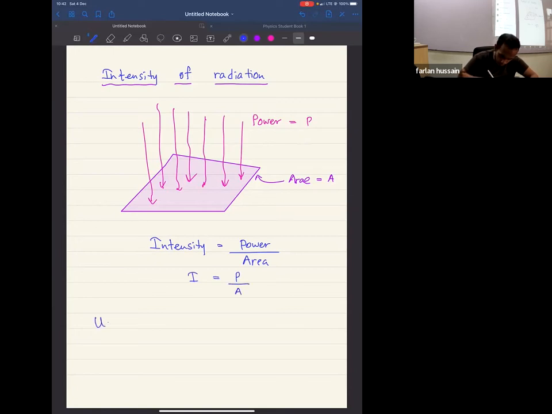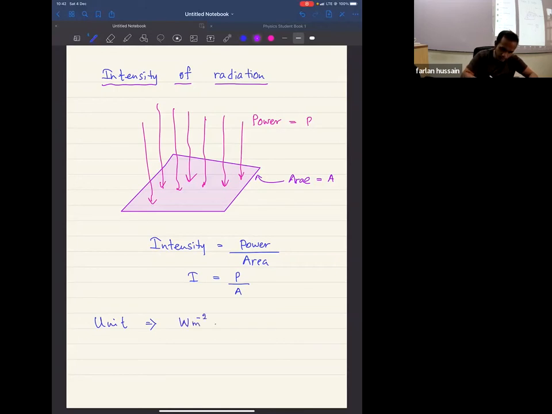What is the unit of power? The unit of power is watts. Area is in square meters. So the unit of intensity will be watts per square meter.